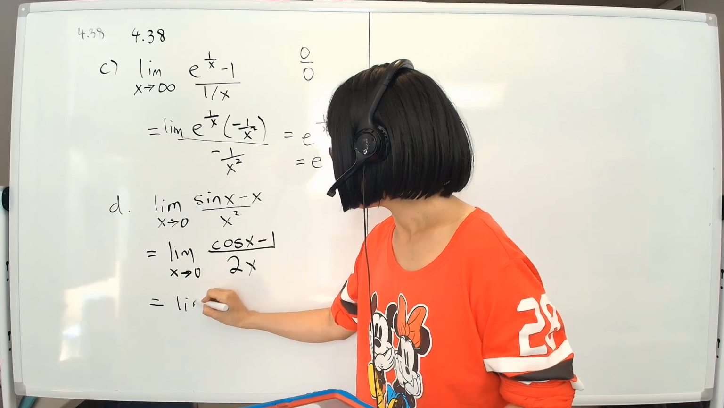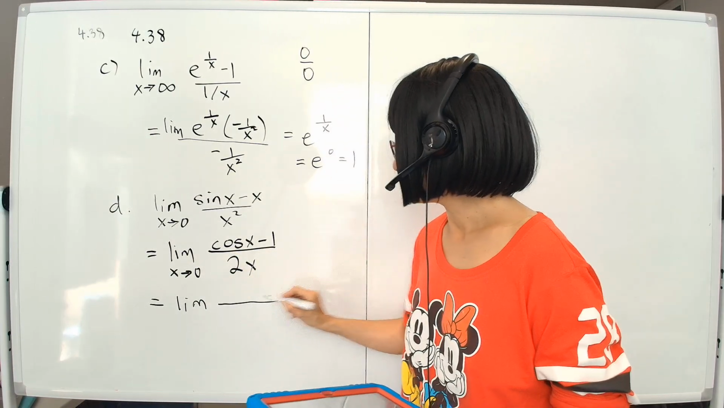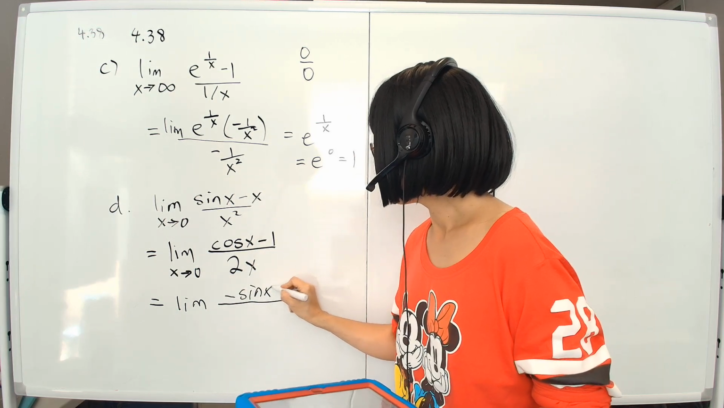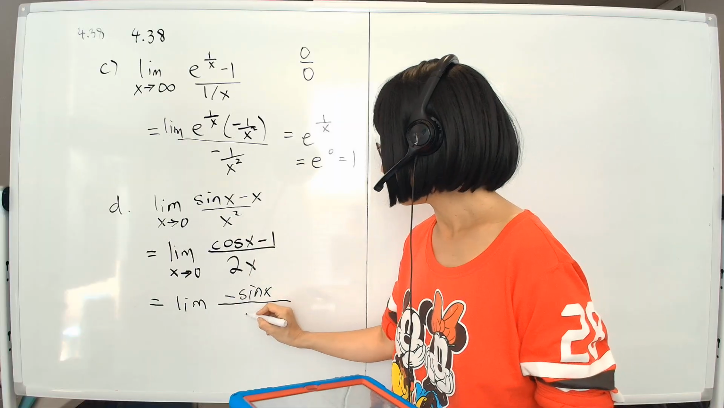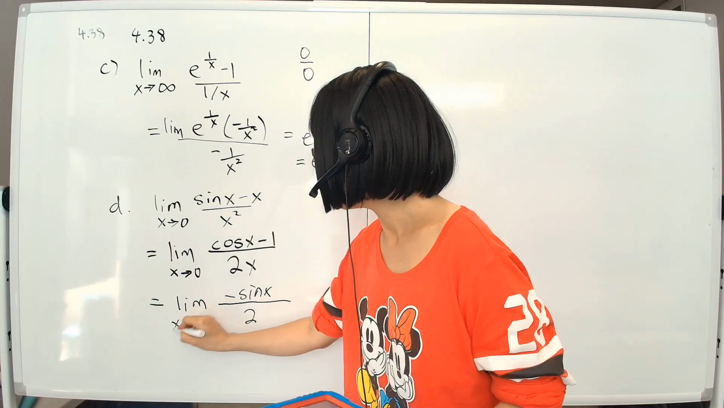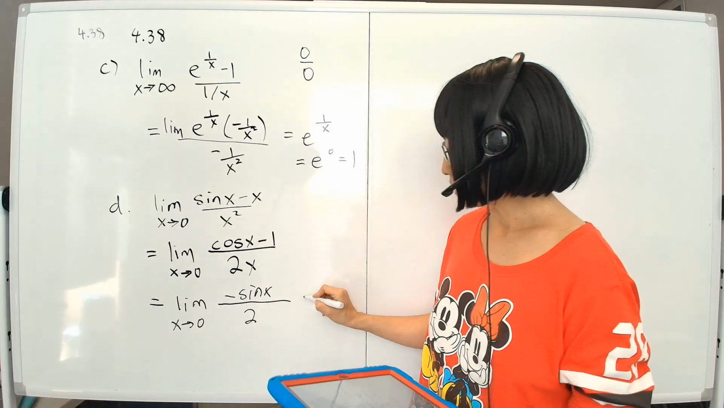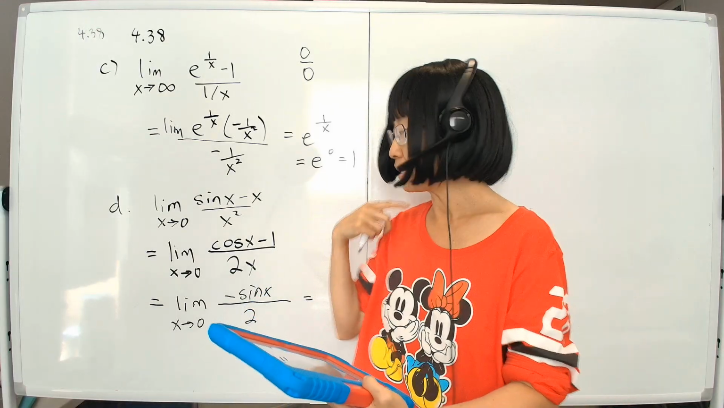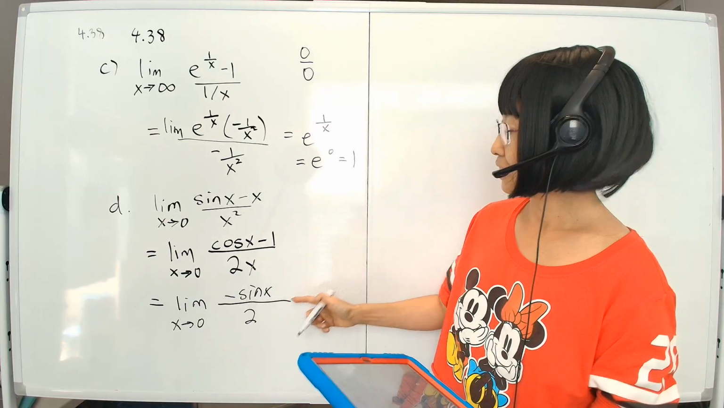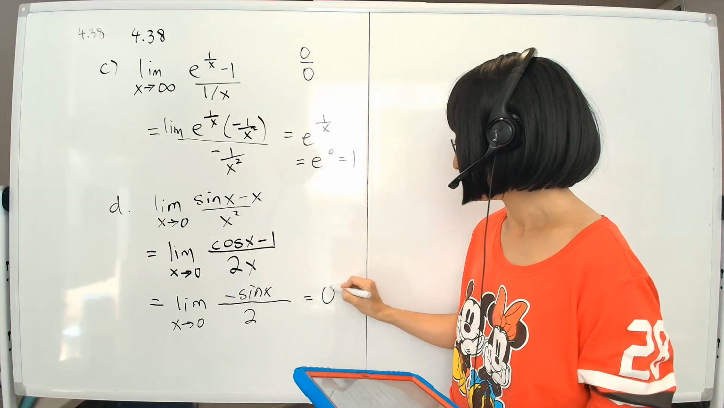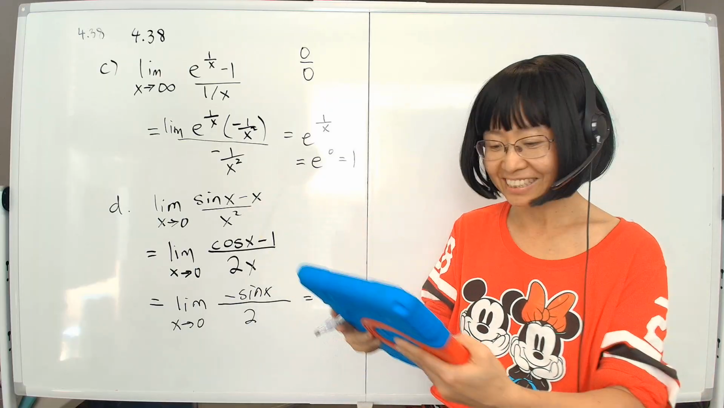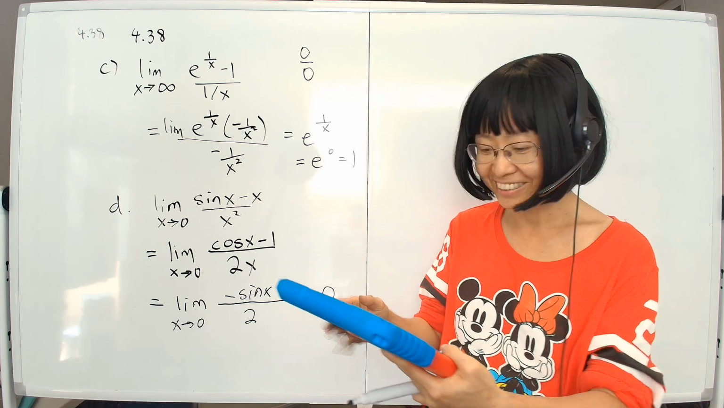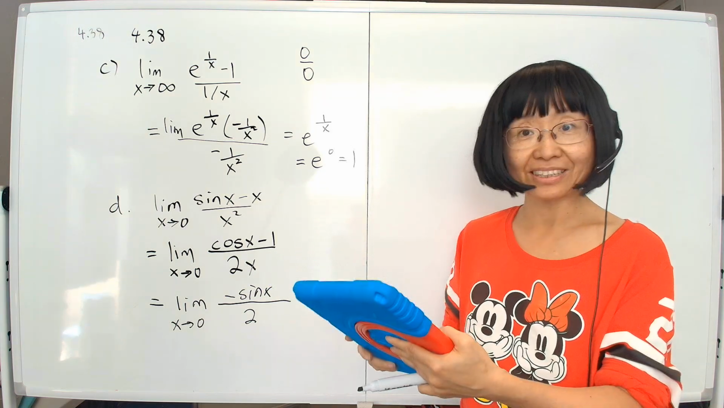Then we get the limit where the derivative of cosine is negative sine x, and the derivative of 2x is just 2, as x approaches 0. Now, that looks pretty good. As x is 0, sine of x is 0, and the bottom is 2, so the answer is a neat little 0. See? A very quick, easy problem. That's why L'Hopital's rule is very popular with students.